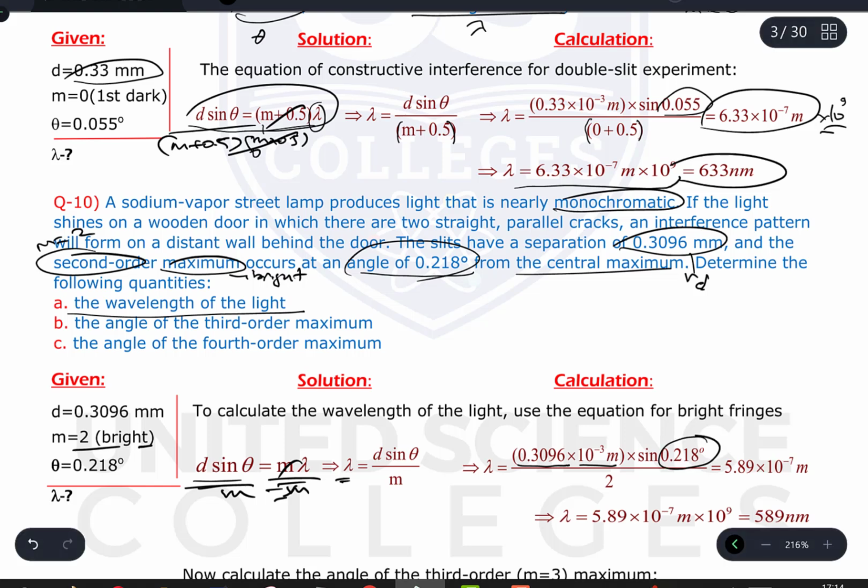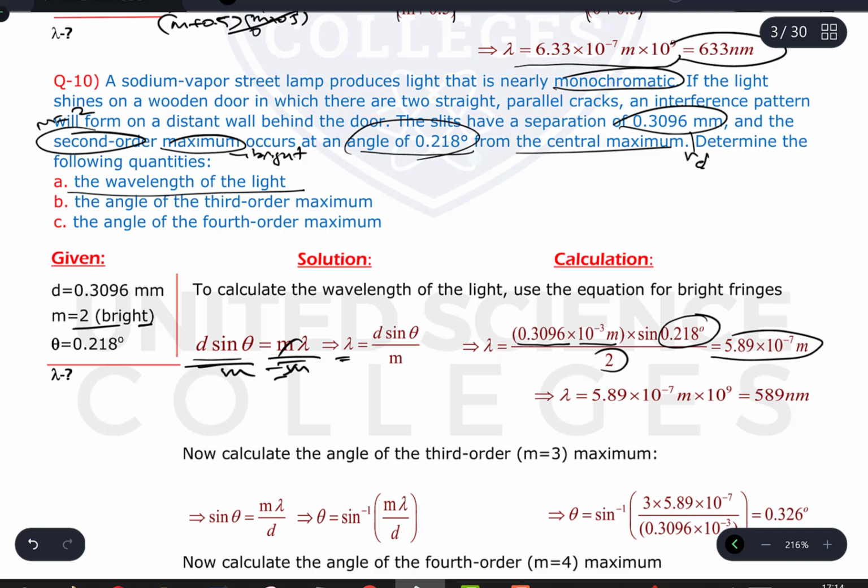The angle is given in the question, 0.218. M is equal to 2, the second order bright fringe. So the result is going to be 5.89 times 10 to the power negative 7 meters. Again, mostly answers will be given in nanometers. That's why we should multiply meters by 10 to the power of 9 to get nanometers.